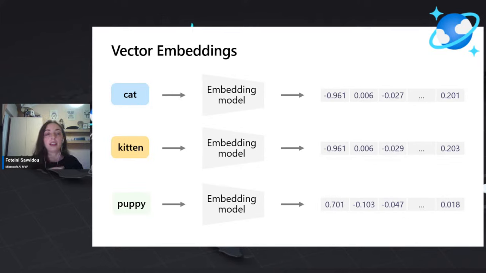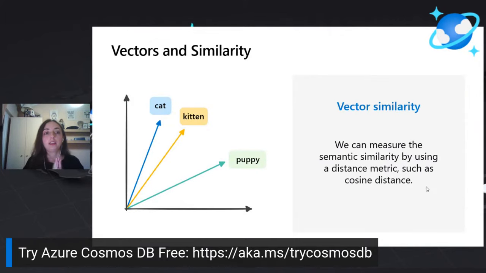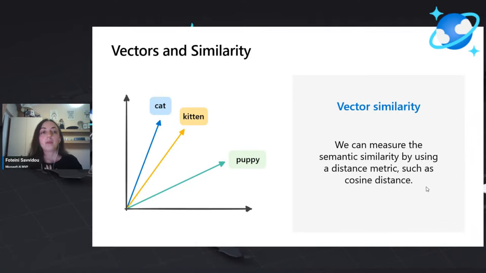So by converting data into vectors, we can capture the meaning of the data and the semantic similarity between two objects. For example, the words cat and kitten are semantically similar, and so we expect that the vectors will be numerically close. Or alternatively, if we place these vectors in the same vector space, we will see that the vectors of cat and kitten will be close to one another, while the vector of puppy will be far apart from these vectors. And so we can quantify the semantic similarity by the proximity in the vector space.